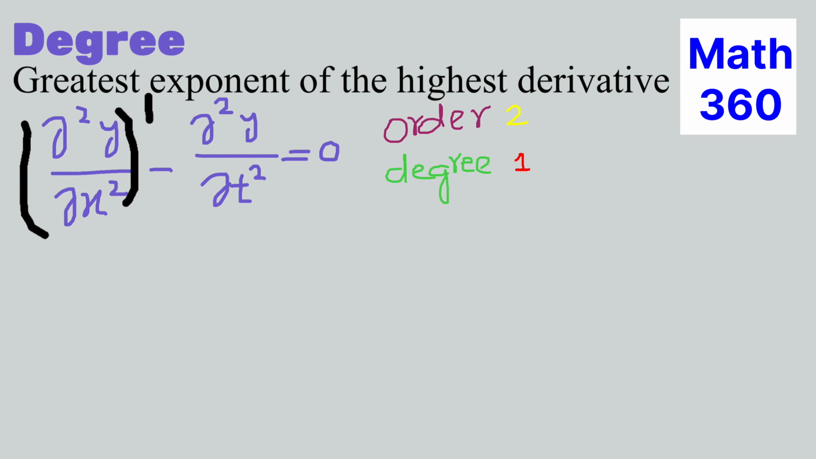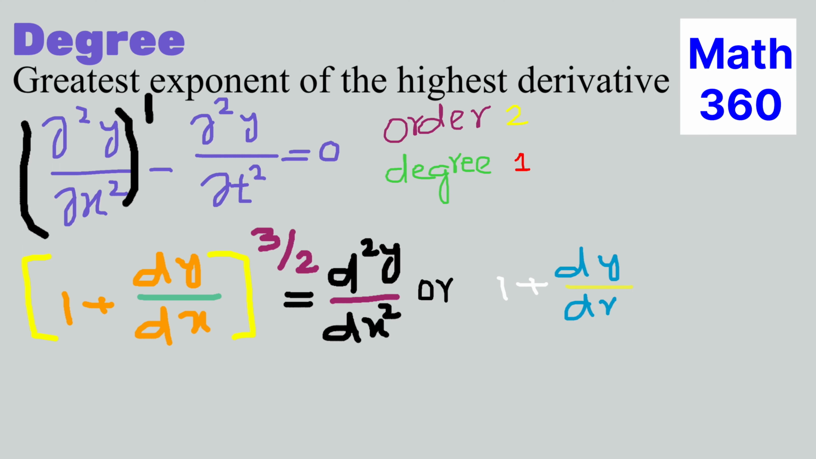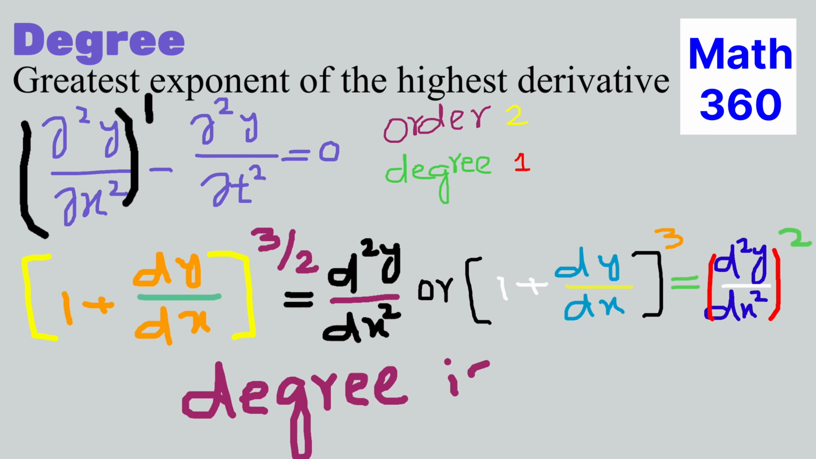Let's look at an example that is in radical and fraction form so that the degree is easy to understand. 1 plus dy over dx to the power 3/2 is equal to d squared y over dx squared. Taking the square on both sides, the given differential equation becomes 1 plus dy over dx to the power 3 is equal to d squared y over dx squared to the power 2. So the degree is 2 because the greatest exponent of the highest derivative is 2.